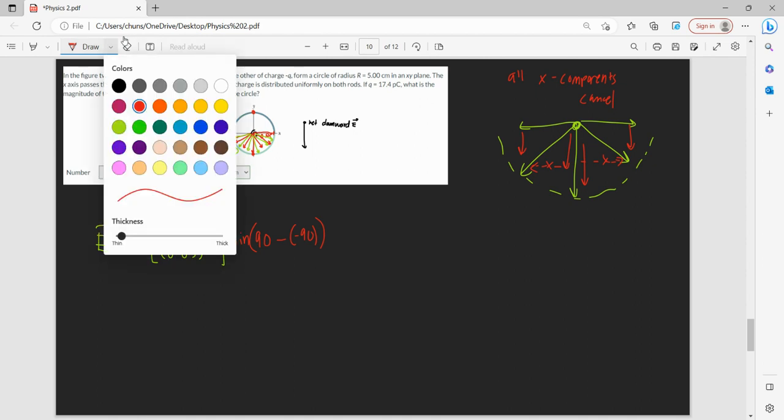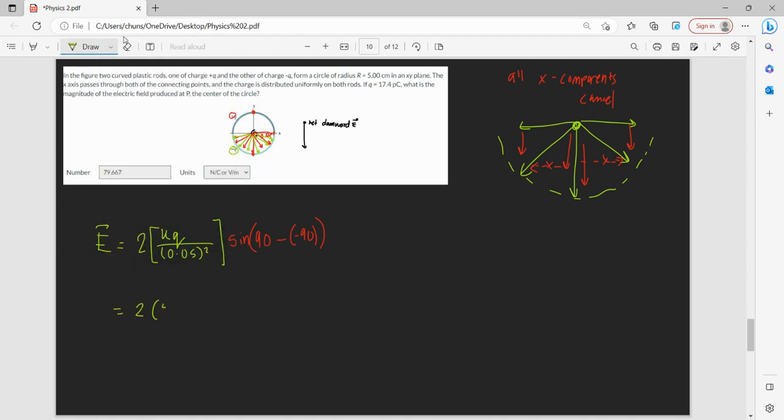So when we solve for this, this is 2 times 8.99 times 10 to the 9. Our charge is 0.4 times 10 to the negative 12, which is our picocoulombs, 0.05 squared, and sine 90 is just, hold on, sorry, I think I did something. Sorry, I made a mistake.